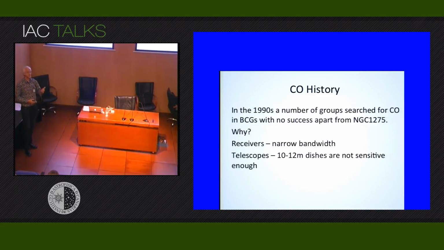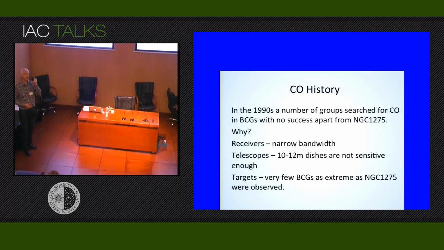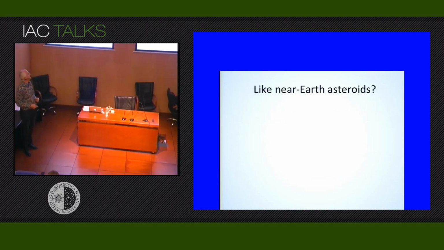And also the detectors are based on a telescope of the order of 10 to 12 meters. A lot of that isn't large enough to detect enough emission. And also there aren't very many local galaxies known like NGC 1275 that are that extreme. So a lot of the systems that were looked at have much less gas in them, when we look back at them now with much better receivers. So it's unsurprising that no one detected anything.